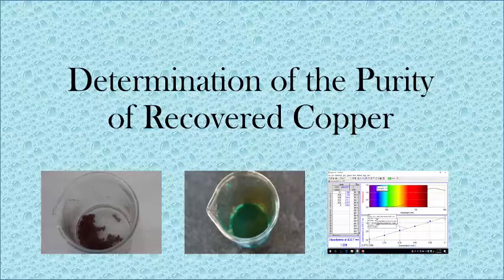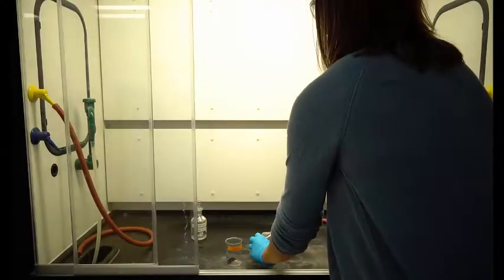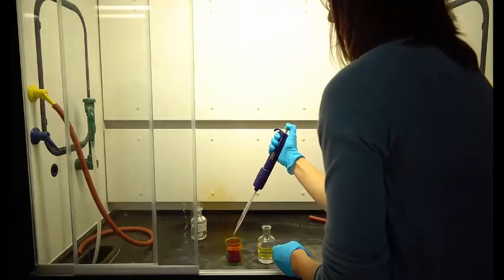To do this, you will make a set of standard solutions which you know the concentration of. You will measure their absorbances. Then, you will measure the absorbance of your copper from last week and use the standard solution data to find the corresponding concentration. To begin, you will need to dissolve your sample in nitric acid like you did last week.